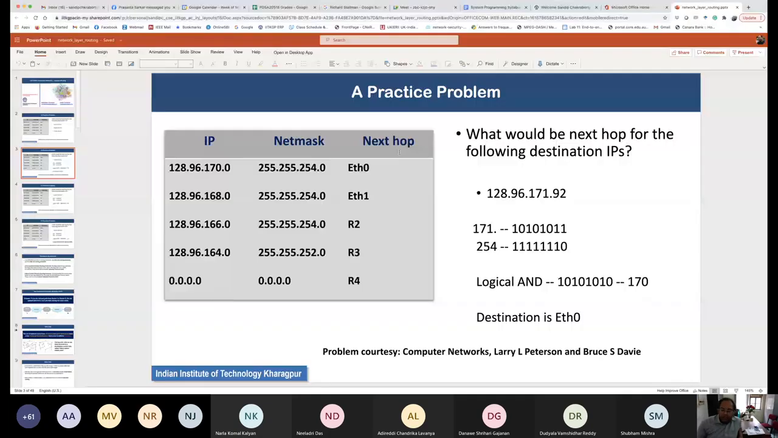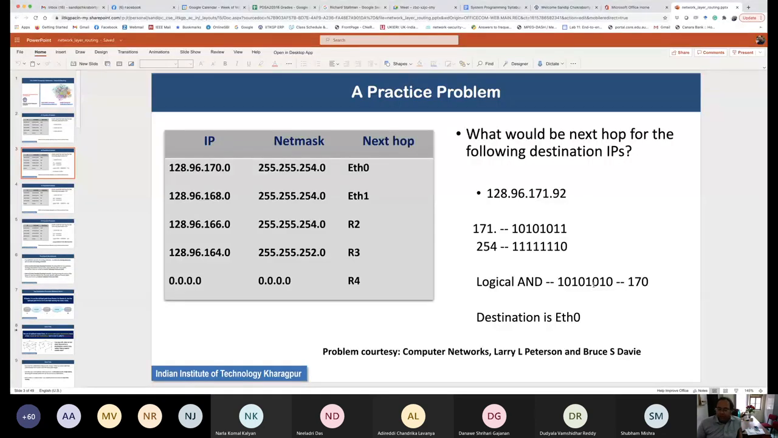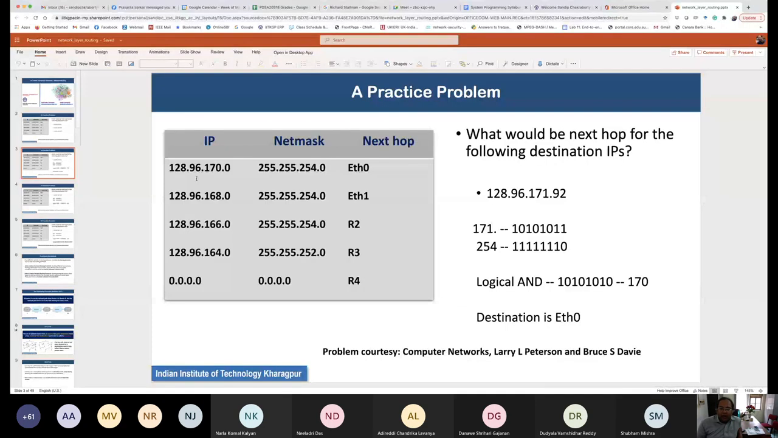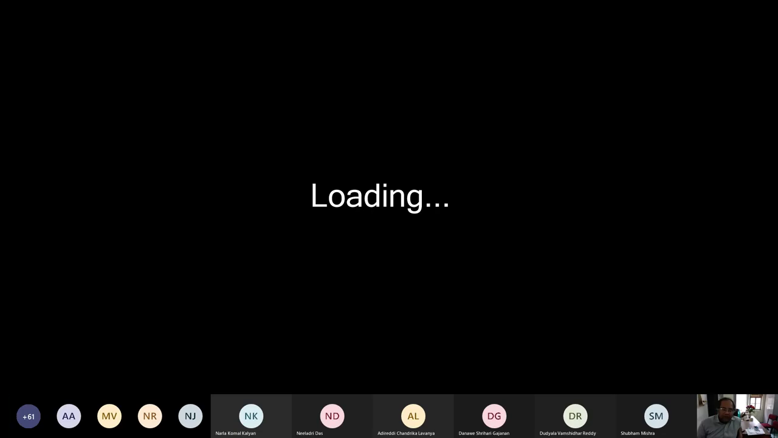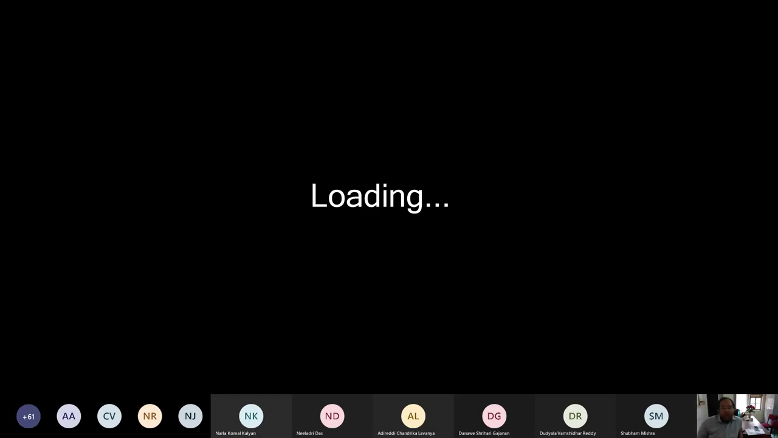So let us take our first IP, 128.96.171.92. If I convert it to binary and do a logical AND, we get 128.96.170.0. We are just showing the third octet here, because for the first two octets the mask is 255.255, so the AND gives 128.96. The third octet is 171, which in binary is 10101011. The net mask 254 is 11111110. If I do a logical AND, I get 10101010, that is 170. So my next hop is going to be 88.0. That is the standard procedure.